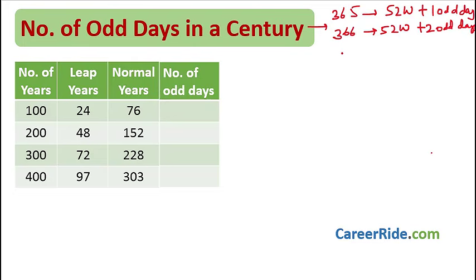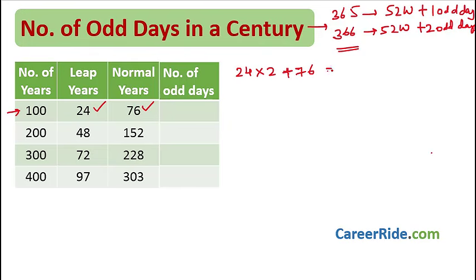Now, can we use this information to find out the number of odd days in a century? Yes, of course we can. Let us see with some examples here. Suppose I take a period of 100 years. Come to the table. I know that there are 24 leap years and 76 normal years here. So each of these 24 years would have 2 odd days, plus these 76 normal years would have just 1 odd day, so I would add just 1 odd day here, right?